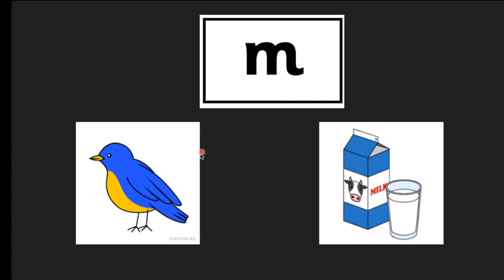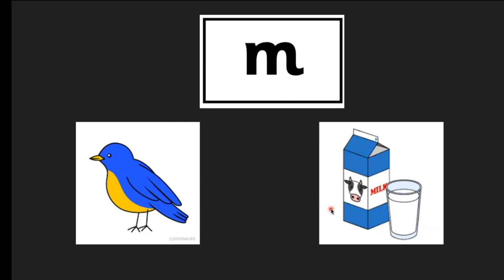Now, let's look at the first picture. What is this picture? This is a picture of a bird. Bird. Now, I'm going to say the sounds for the word bird. B-E-R-D. Again, B-E-R-D. Bird. Do you hear the m sound from that word? No, we cannot hear the m sound from the word bird. Okay.